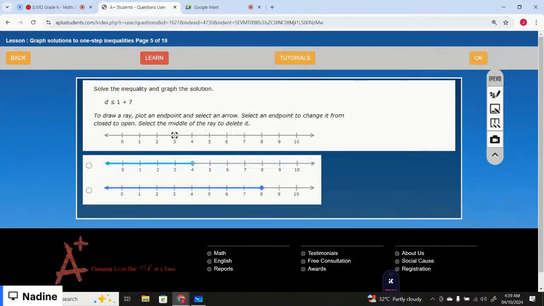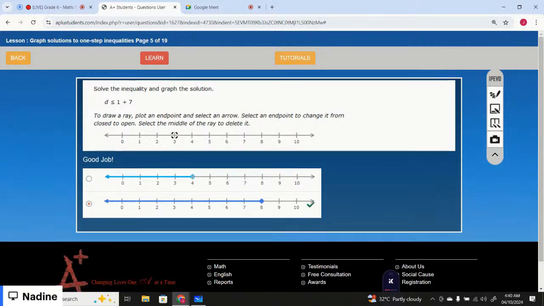The next one is solve the inequality and graph the solution. D is less than or equal to 1 plus 7. So which is the correct option? The correct option is D is less than or equal to 8. Very good. Option number 2 is the correct option.